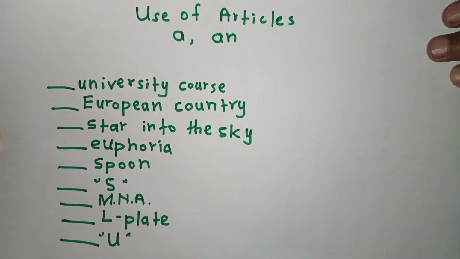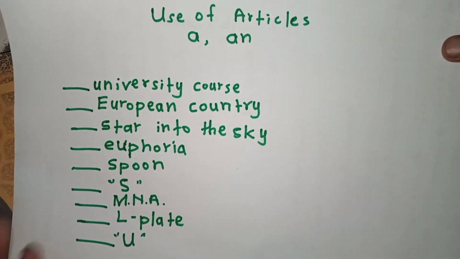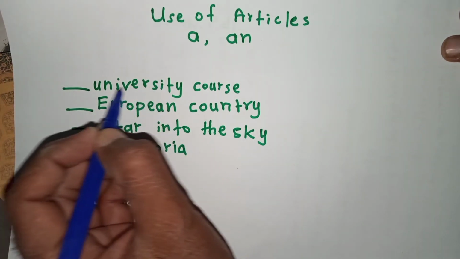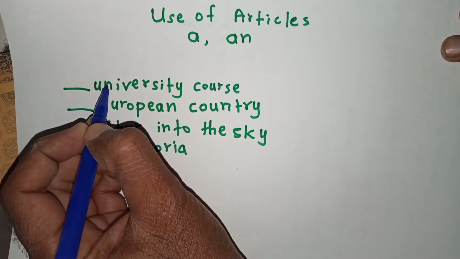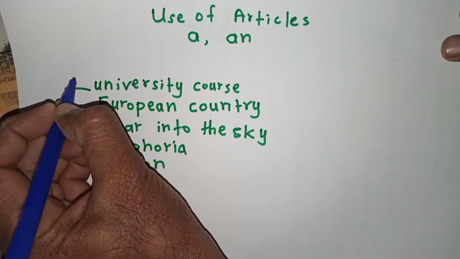Wherever the word is used with a vowel sound, you can use an there. Otherwise, if the beginning sound of the word is a consonant, you should use a. Now I am just showing you here how to put these articles in front of university course. Now what should I use, an university course or a university course? So I will use here a university course.